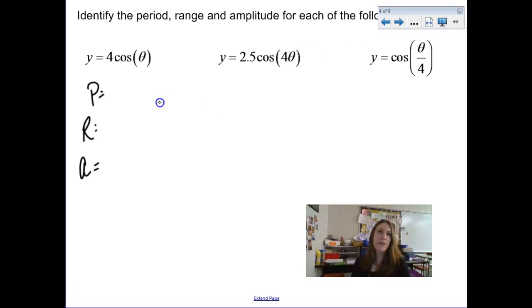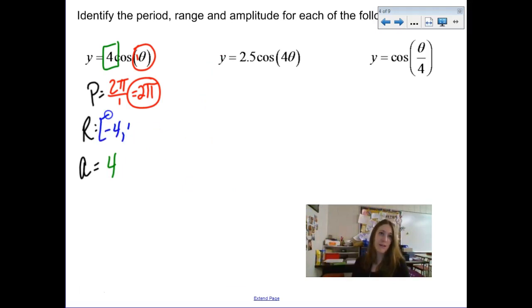So the period is 2 pi divided by b. So there's a 1 right here. So 2 pi divided by 1 would be, hello, 2 pi. I'm going to answer the amplitude question next. The amplitude is the absolute value of this number, so the amplitude is 4. So that means we're going to go up 4 units and down 4 units. So that tells me the range goes from -4 to +4.